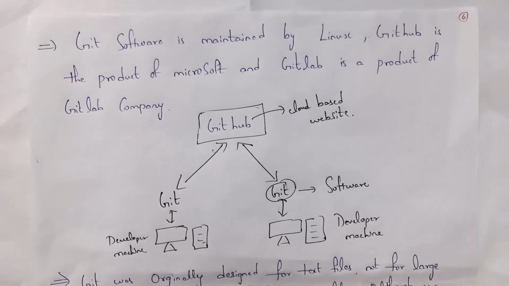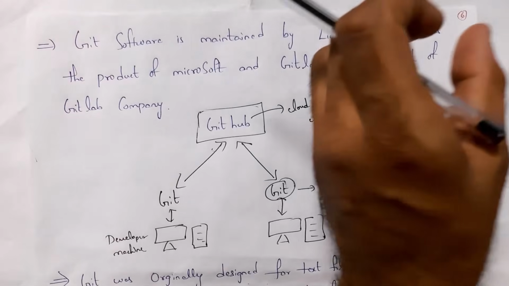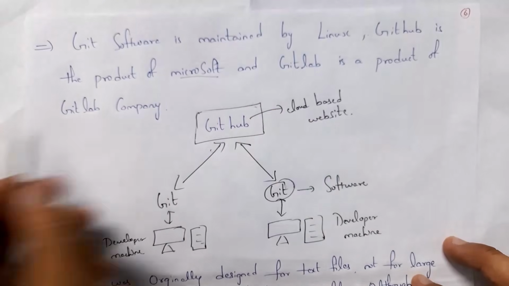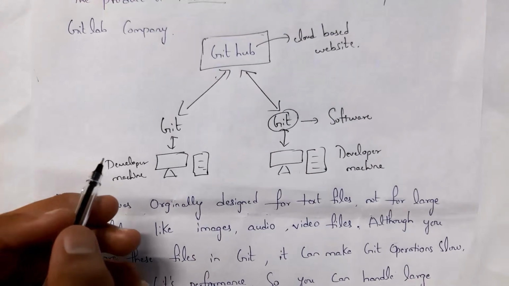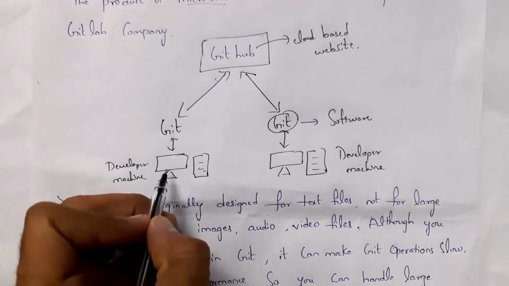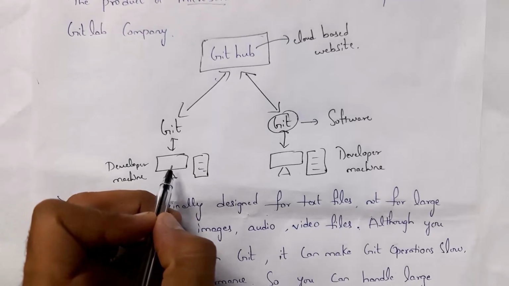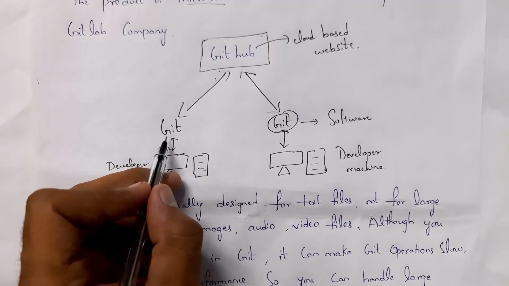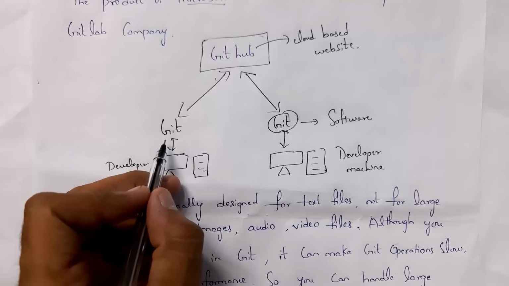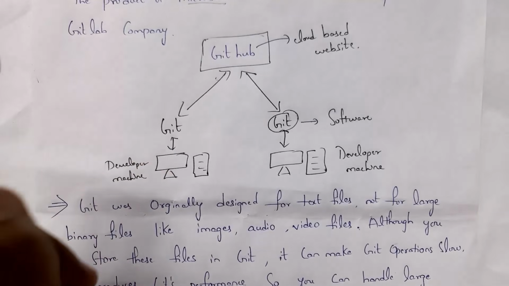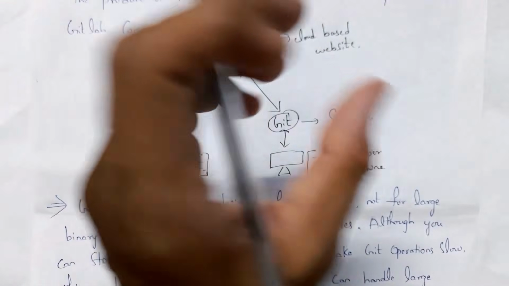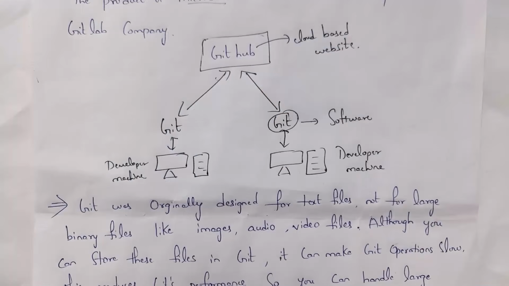Guys, Git is software maintained by Linux, whereas GitHub is a product that belongs to Microsoft and GitLab is a product that belongs to the GitLab company. For example, I'm a developer. I'm developing code in my system. Whenever I develop code, at first I will place my code in Git software. Whenever you place your code in Git software, only you can access that code. Remaining employees cannot access that code. If all remaining employees want to access that code, then you need to place that code in GitHub, where GitHub is a cloud-based website. Guys, GitHub and GitLab are both the same, but they belong to different companies.